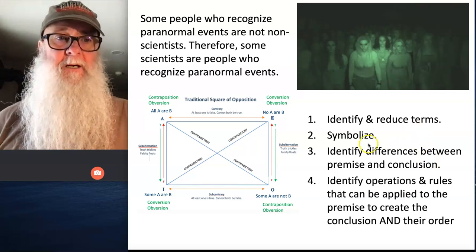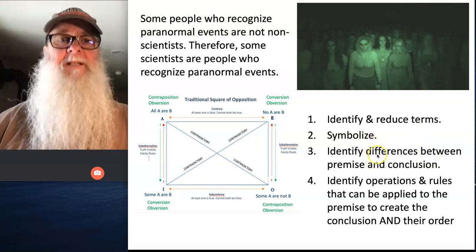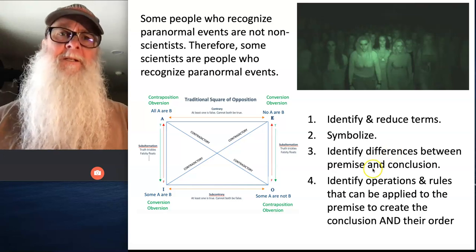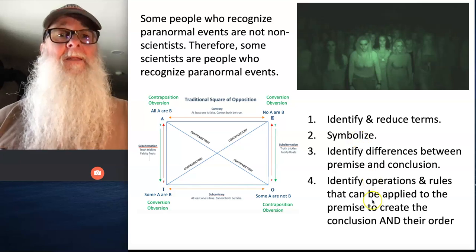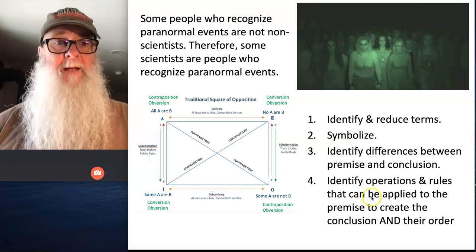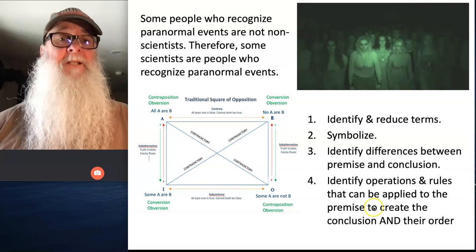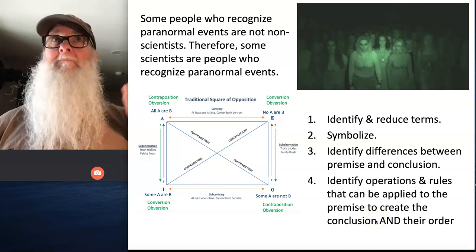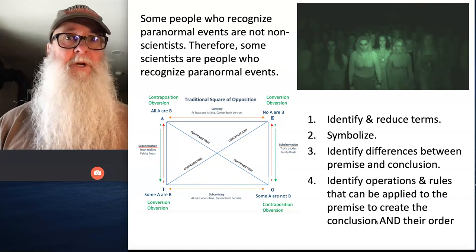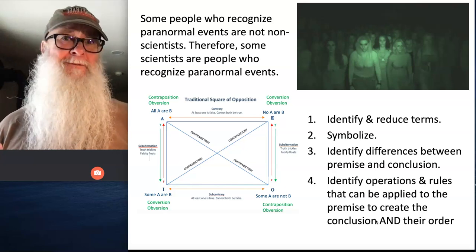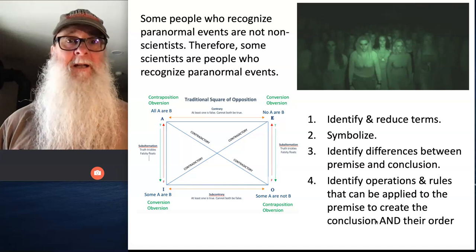You want to symbolize that argument, and then you want to begin this process of identifying differences between the premise statement and the conclusion statement. And that's going to be way easier to do if you've symbolized out the argument. And then the hard work. Identify those operations and rules that can be applied to the premise to create the conclusion, and be mindful of the order. Sometimes it's going to matter when you convert a particular statement, because you can only convert E and I statements. Okay? So why don't you do this?